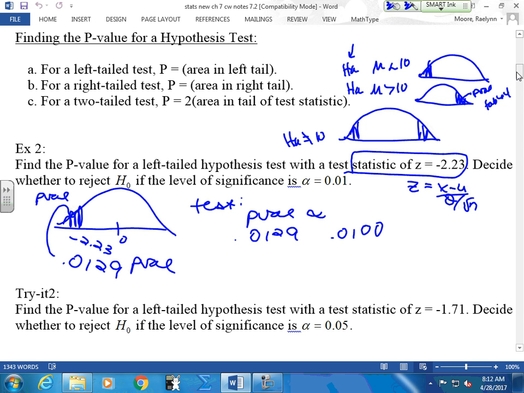Now, compare the numbers. 129, less than or greater than 100? Greater than. So what's my decision? When it's greater than, go to your chart. When it's greater than your level of significance, fail to reject H0. I tested the HA. That's what gave me the tail. But my decision is based on my H0. Does that make sense? Okay.